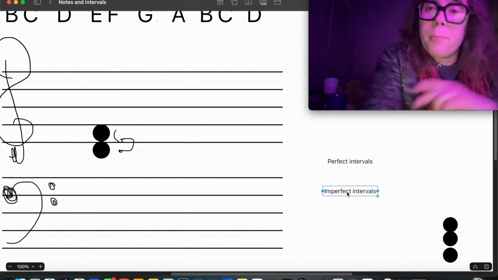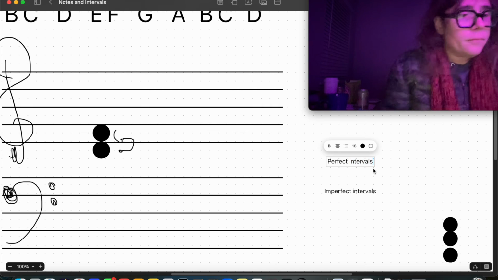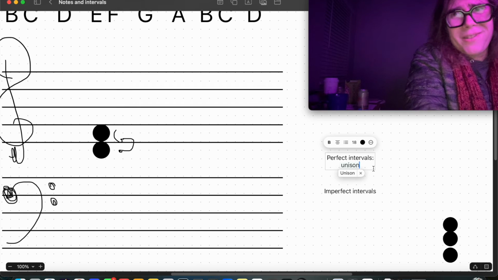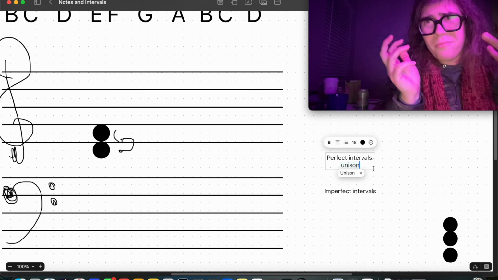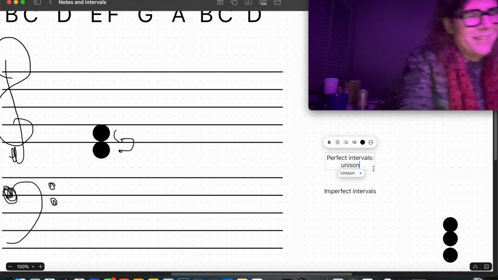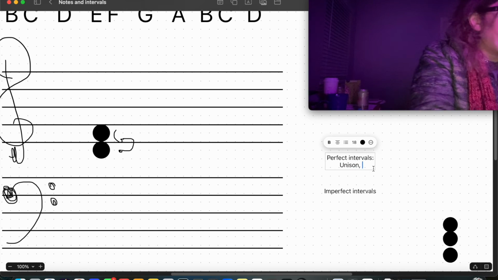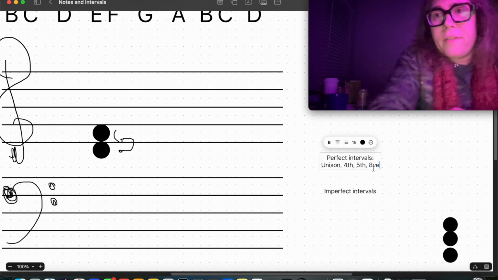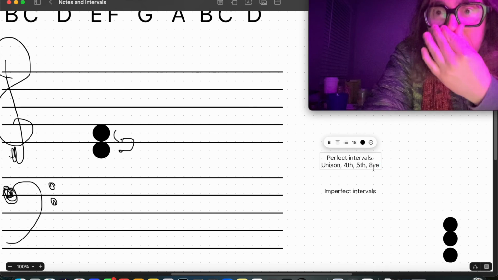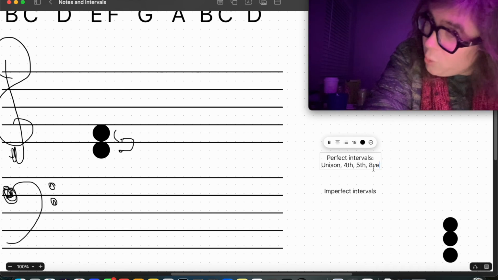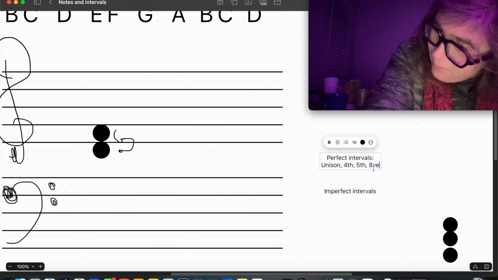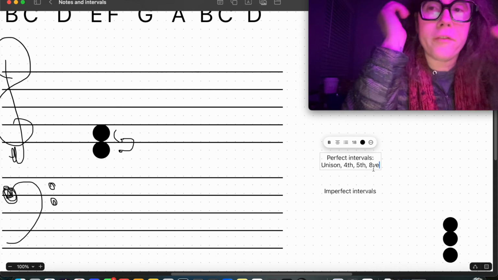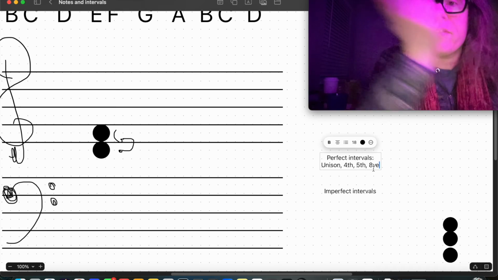Okay, anyway, the perfect intervals are the unison, which we didn't really talk about. It's just the same note. Unison, same note. The unison, the fourth, the fifth, and the octave. This would also include a compound interval, like an 11th, or heaven forbid, a 12th. Those are compound intervals. Those are compound fourths and fifths. Those would still be perfect under this definition.